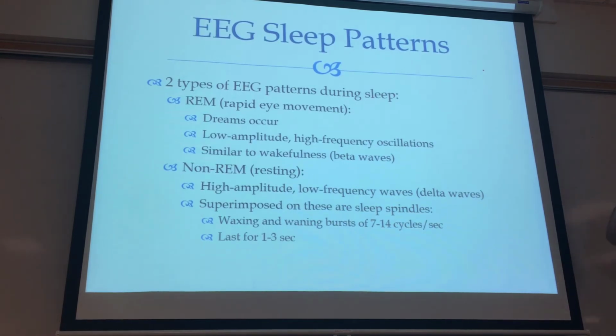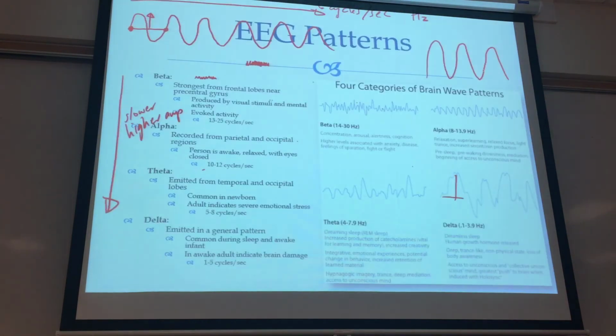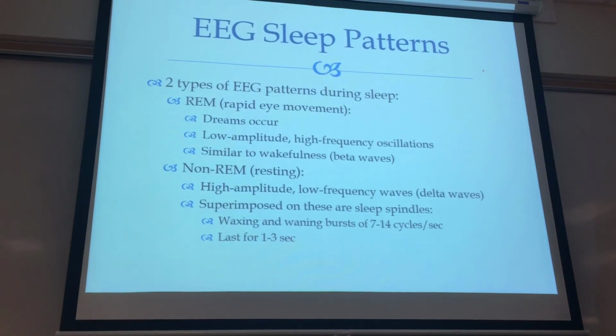So what you would expect to see are beta waves, very similar to wakefulness. A lot of brain activity happening. So we would typically see something that looks like this, a lot of wakefulness. And what's happening in REM sleep, again, low amplitude, high frequency oscillations. We know that REM sleep is good for memory storing.